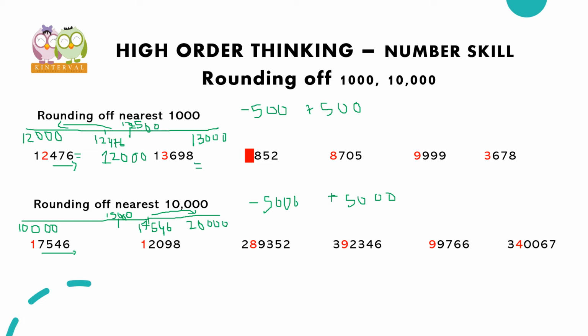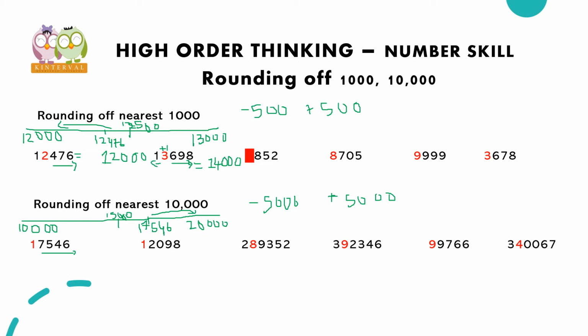Here the number is 13,698. We'll make 0 for ones, tens and hundreds. 698 is more than 500. Make 3 into 4, add 3 plus 1, 4. And it becomes 14,000. The left hand side number will not get affected at all.